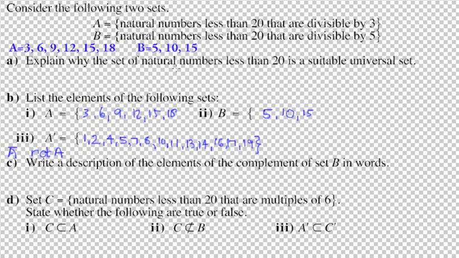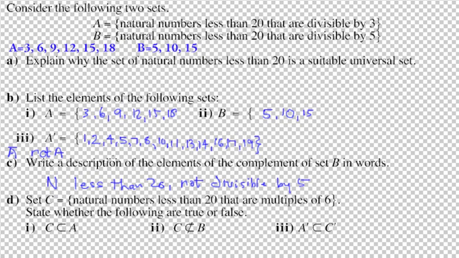The complement, or the negation of set B, would be natural numbers less than 20 that are not divisible by 5. So, natural numbers less than 20 that are not divisible by 5.